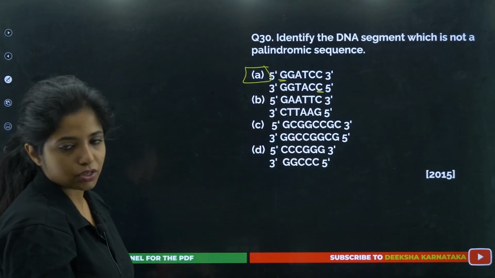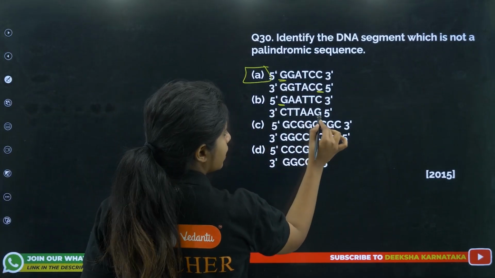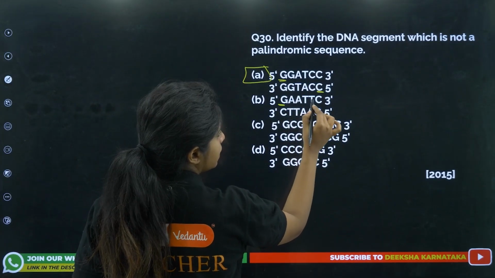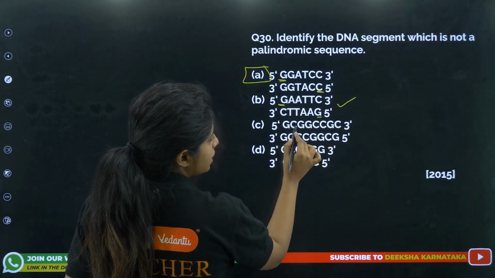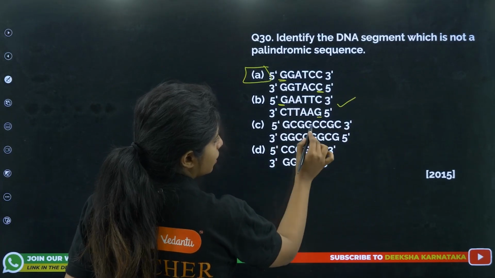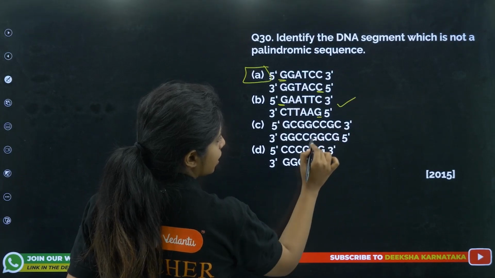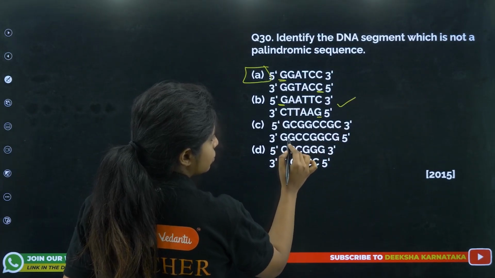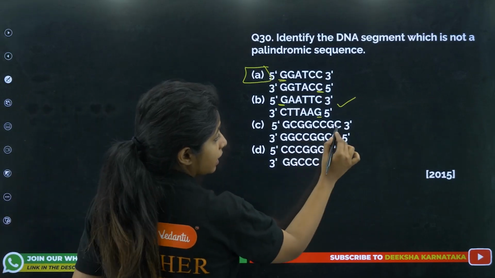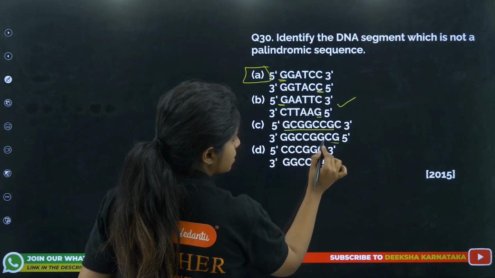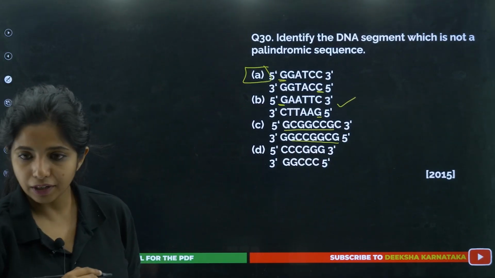But let's see the other things. Over here I have G, over here I have G. Let's see the things. G, A, A, T, T, C, G, A, A, T, T, C. This is the palindromic sequence. Over here, G, C, G, G, C, G. Okay, then G, C, C, G, C. Then G, C, C, G. Okay, but still it has the same sequence until this. So this is also a palindromic sequence.